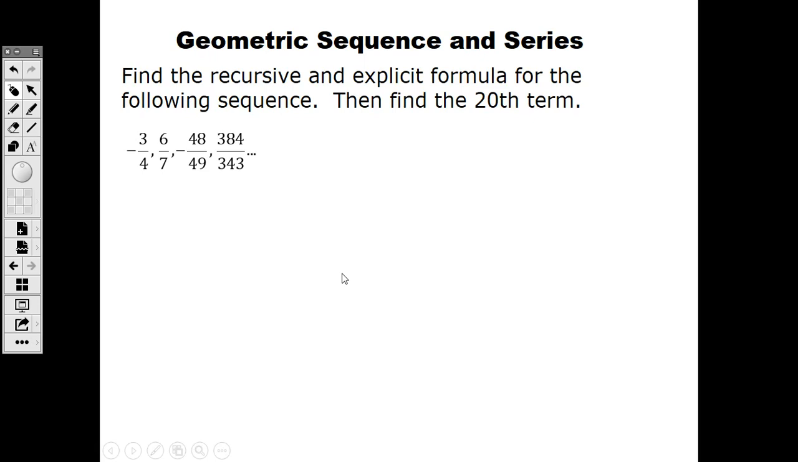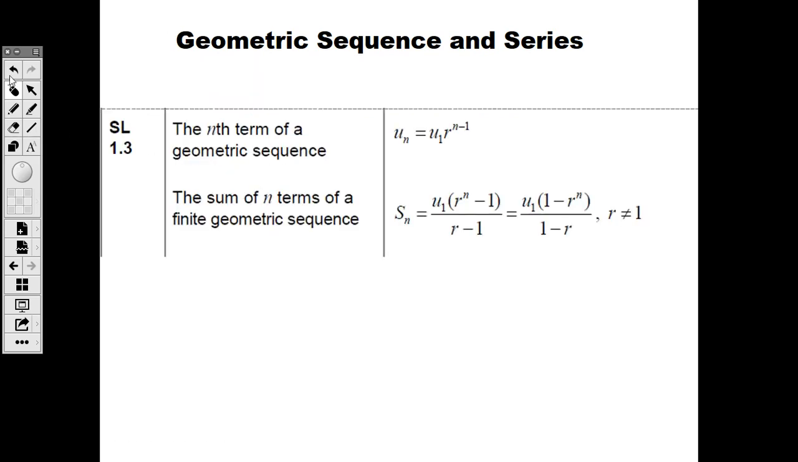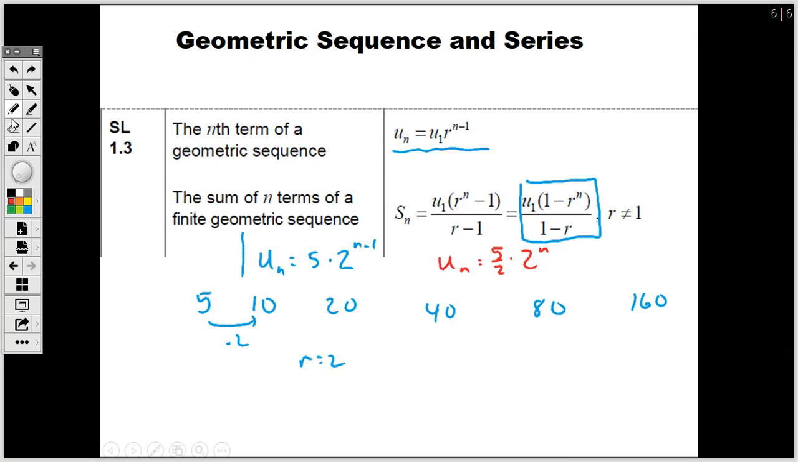Okay, so we're going to find the recursive and explicit formula. We didn't talk about explicit formula here with my last example, so let me talk about recursive formula real quick. Remember, recursive formula has two parts. We always want to define u sub 1 equals 5, there's our first term. And then the next term is equal to the term before it, u sub n minus 1, times 2. And there you go. That's all we're doing.